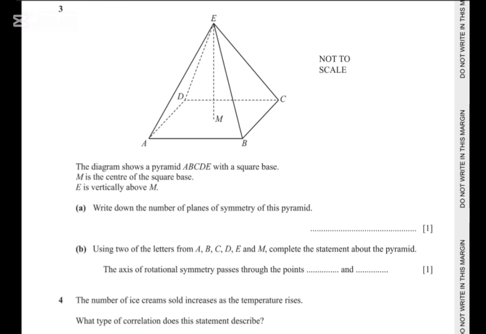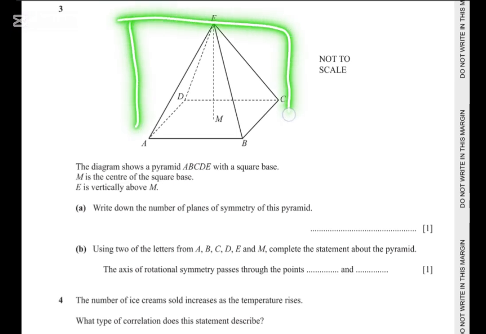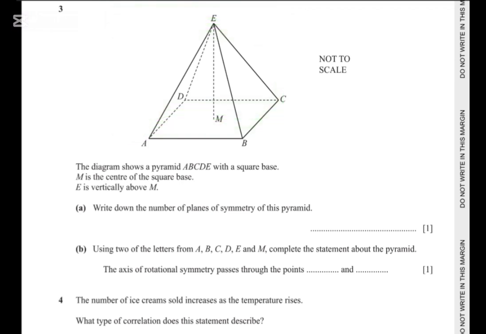Question A. Write down the number of planes of symmetry of this pyramid. Now planes of symmetry and line of symmetry are different. For planes of symmetry you need to imagine, if you cut this shape, it has to cut it into two equal halves. Now this is a pyramid with a square base, so you can cut it exactly 4 times and it will look the same. You can cut in this way, and exactly 2 parts will be the same. From this triangle also you can cut, so you can cut in that way 4 times. So you have to write the planes of symmetry are 4.